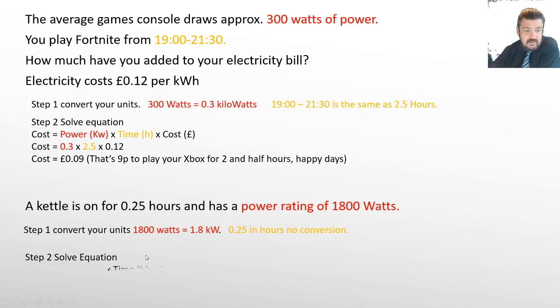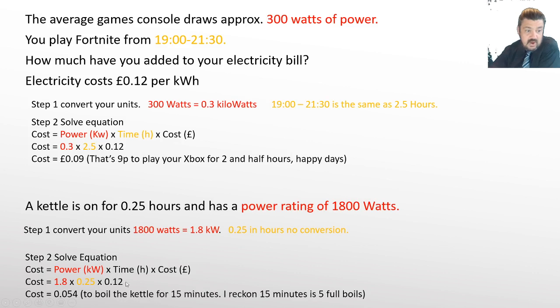Step 2, we solve our equation. Again, we write our equation down. Cost is power in kilowatts times the time in hours times the cost. Solve our equation there, so we'll put our numbers in: 1.8, when we've converted it, 0.25, we don't need to do anything, times 12p. Our cost is 5.4 pence to boil the kettle for 15 minutes.